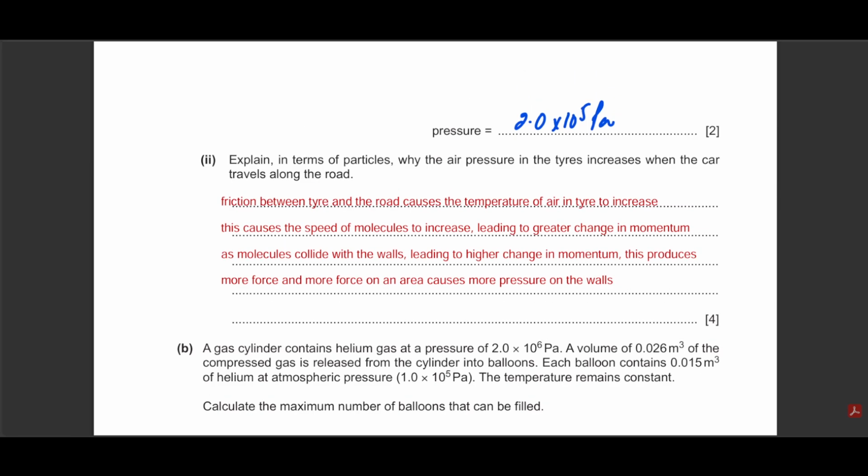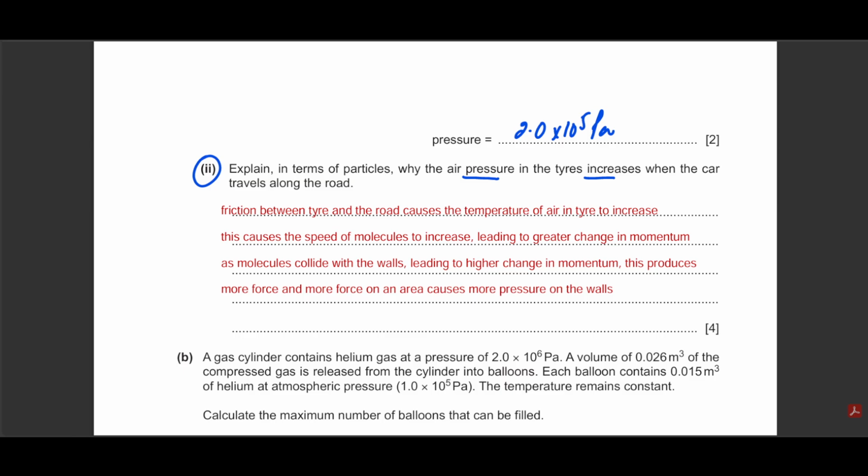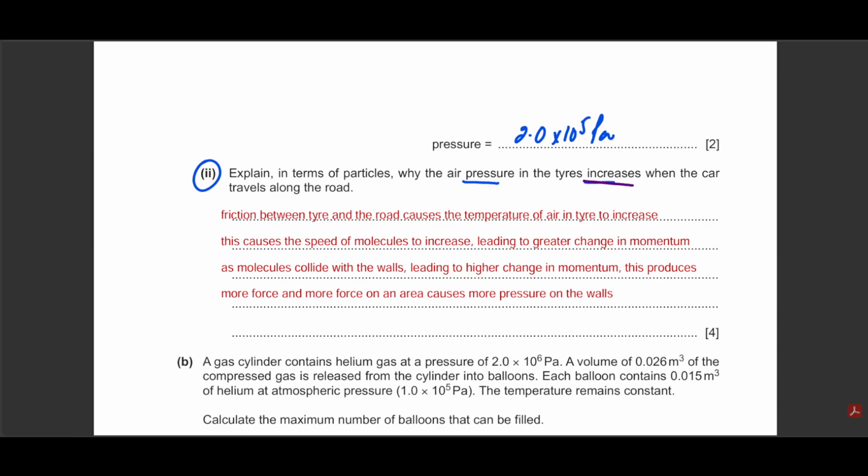He says, explain in terms of particles why air pressure in the tire increases when the car travels along the road. Now, there are 2 to 3 points you need to be careful about in these questions. This is again a classic repeated question. We understand that the gas molecules are moving randomly. Now, what happens when you increase the temperature? He says that the pressure increases, but we don't know why. Now we do.